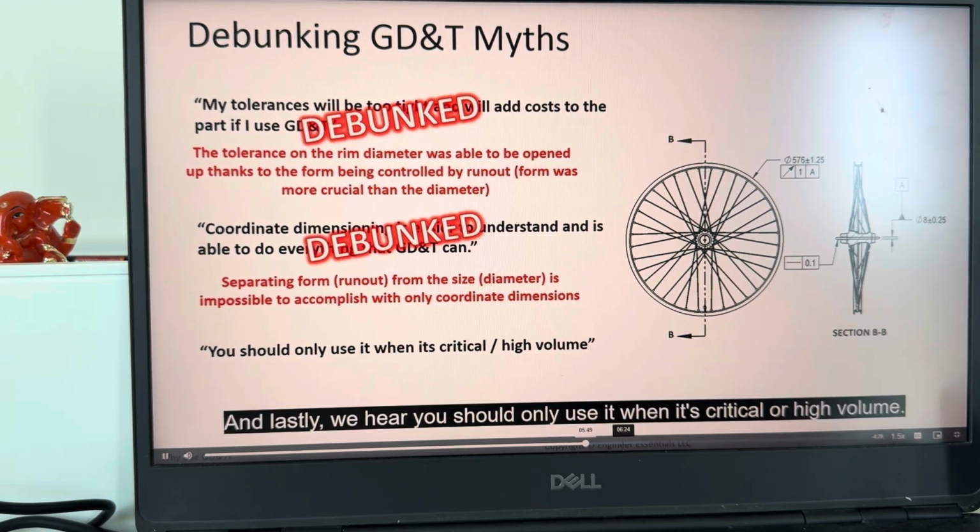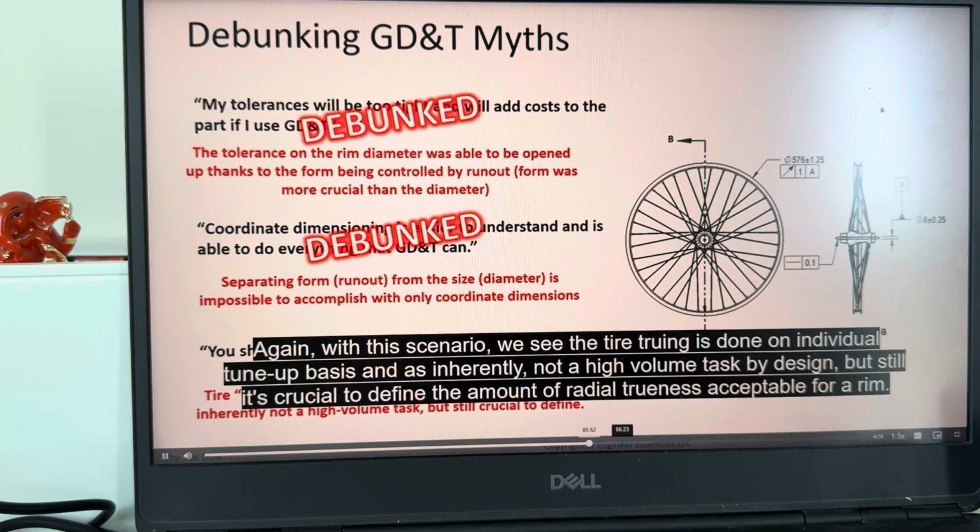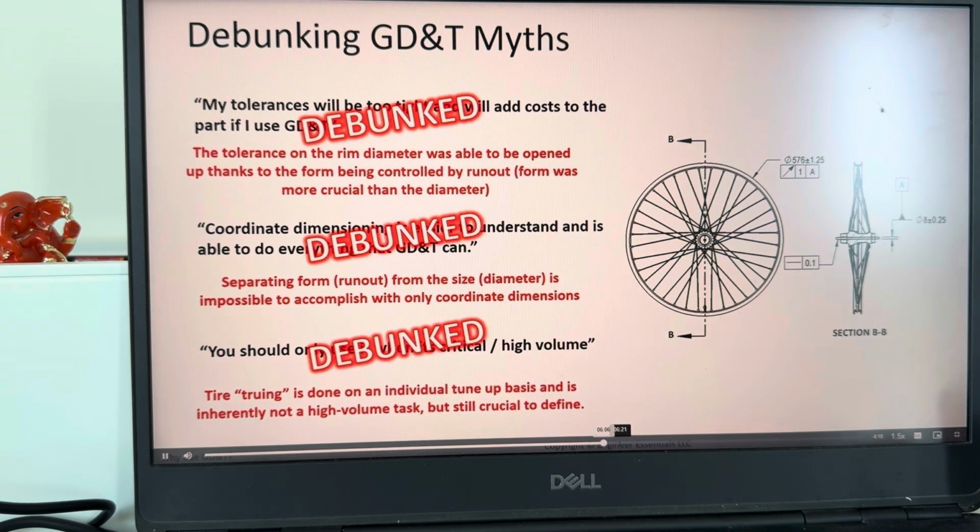And lastly, we hear you should only use it when it's critical or high volume. Again, with this scenario, we see that tire truing is done on an individual tune-up basis and is inherently not a high-volume task by design, but still it's crucial to define the amount of radial trueness acceptable for a rim.